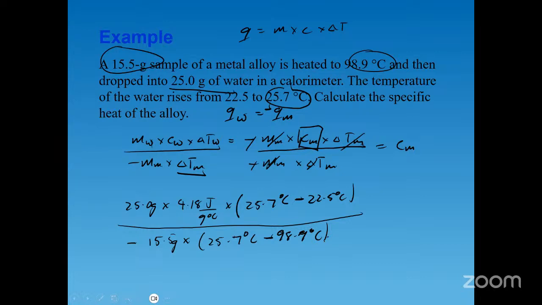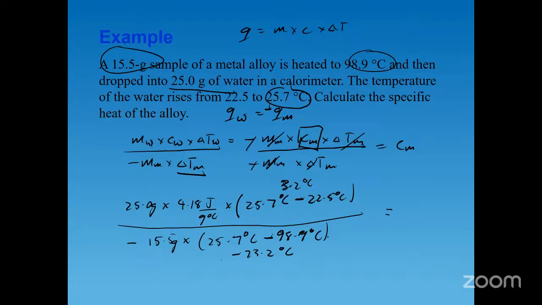All right, and then we do the calculation. So what I'm going to do is work out what's within the parentheses, 25.7 minus 22.5. And for this part, I got 3.2 degrees Celsius, and then 25.7 minus 98.9. So this part, I'm going to put here, minus 73.2 degrees Celsius, all right? And then we do the rest of the calculation.